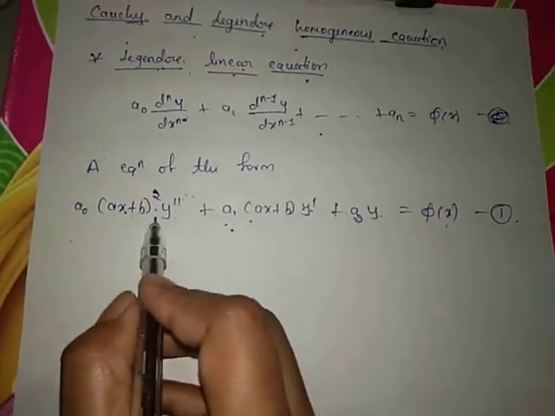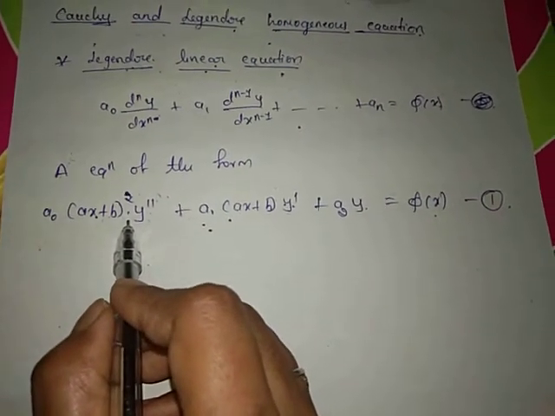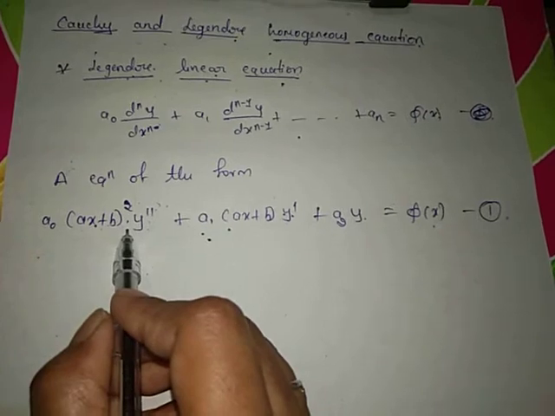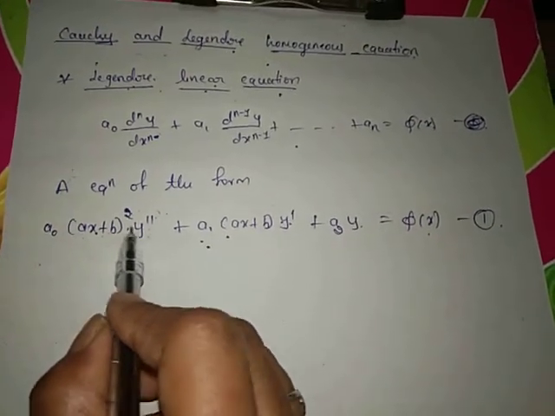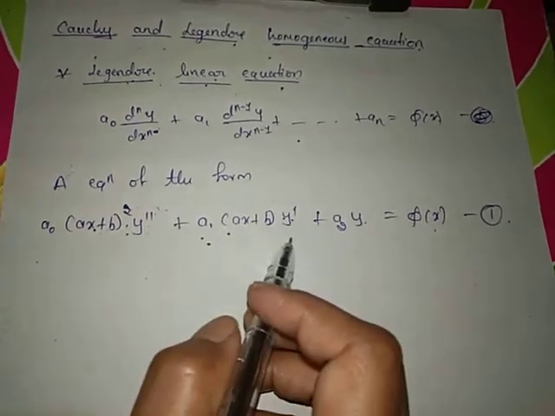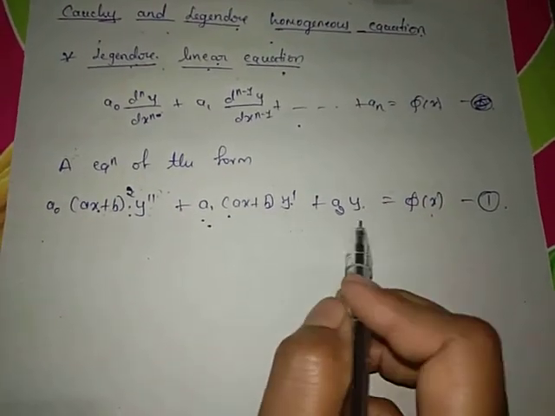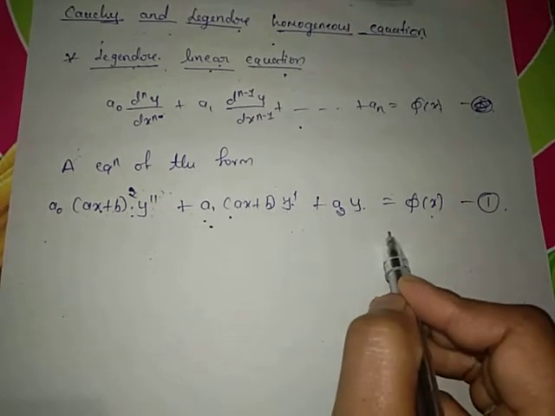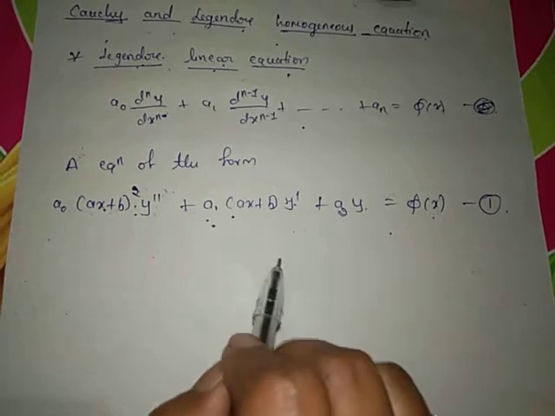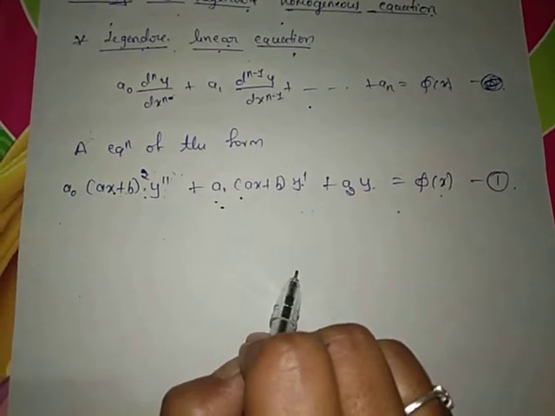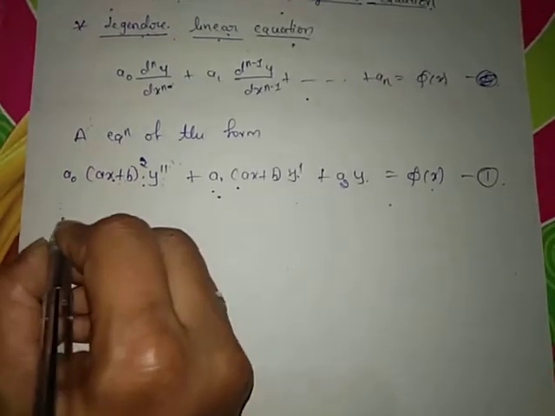So how do we solve this kind of Legendre linear equation? We cannot solve these equations directly. We have to reduce this Legendre linear equation to a differential equation with constant coefficients. How do we reduce it? We have to use the substitution method. So what is the substitution?